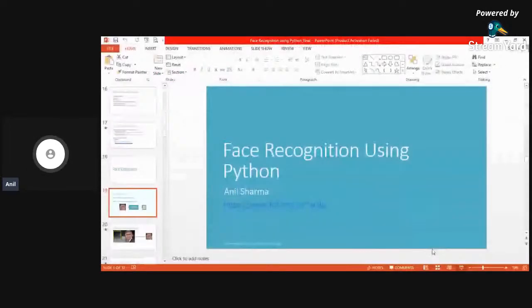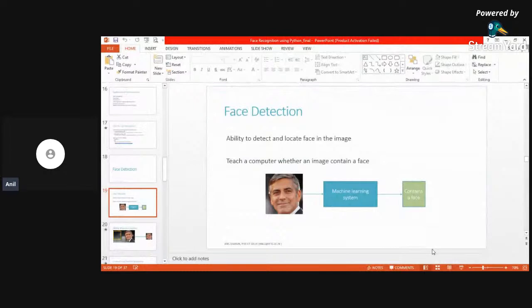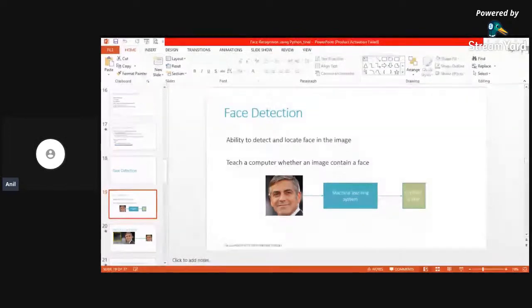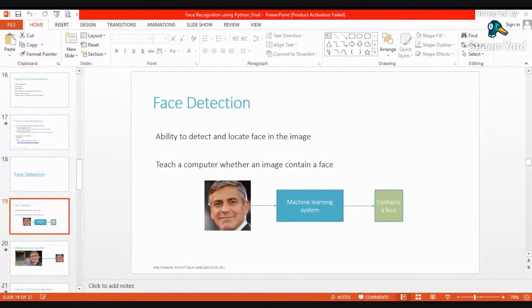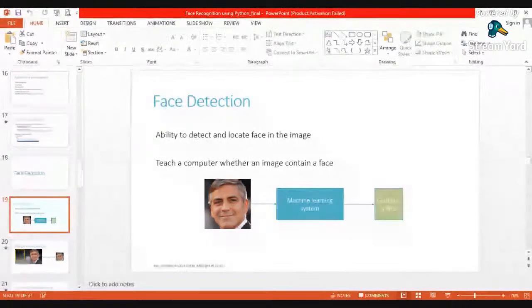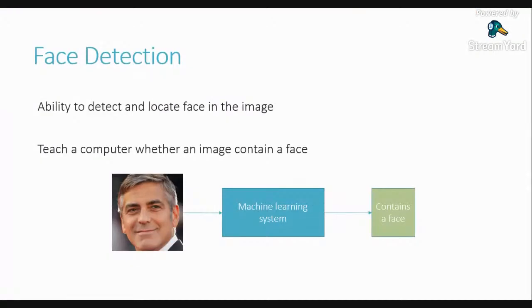For example, in this image, we have a machine learning system. We are giving an input face image to the system, and then the system says whether this image contains a face or not. So the output will be yes, it's a face, or no, it's not a face.